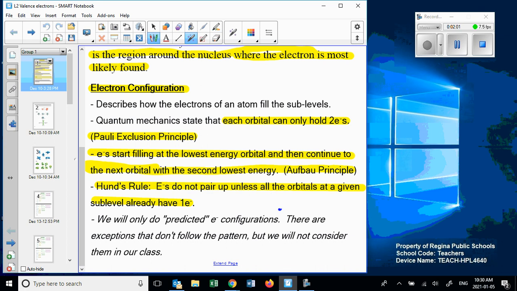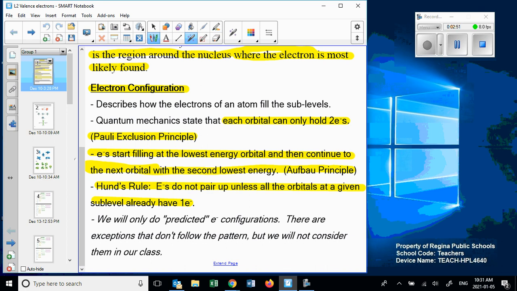Another thing about electron configurations: we will only do what I call predicted electron configurations. There are exceptions that don't follow the pattern, but we won't consider them in our class. If you Googled something like uranium and wrote down that answer, that's not using these predicted rules. So don't Google something up and think those are the correct answers. We're only doing predicted patterns, okay?